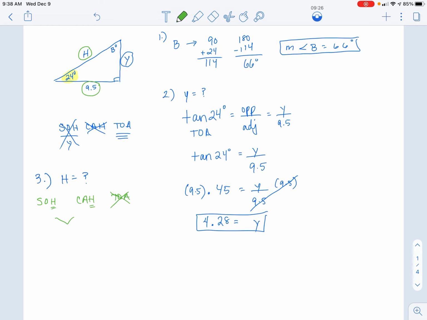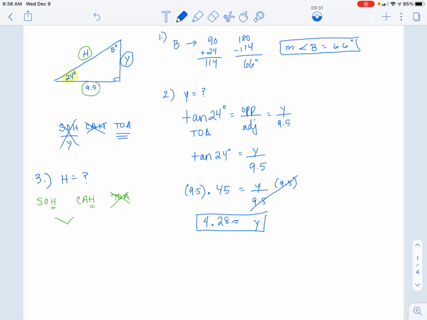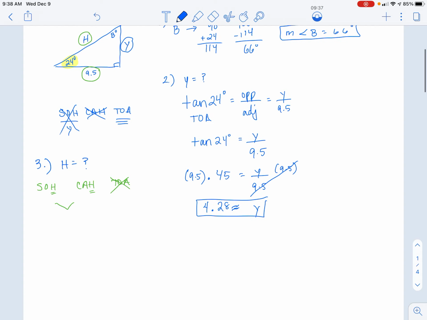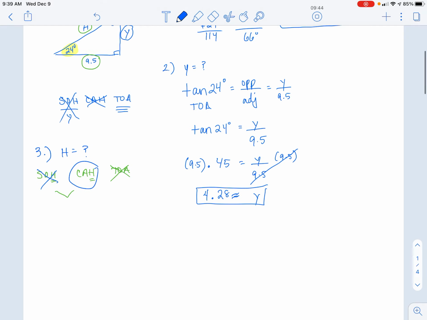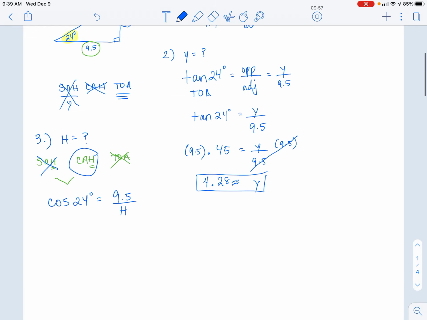And I suggest you use that, and I'll tell you why. When we found 4.28, and by the way, those should be little squiggly lines over there, that was an approximate measure. But 9.5 was given as an exact measurement. So let's use the hypotenuse and the adjacent. So we're going to use cosine 24 degrees equals adjacent over hypotenuse. The adjacent is 9.5 and the hypotenuse is capital letter H.